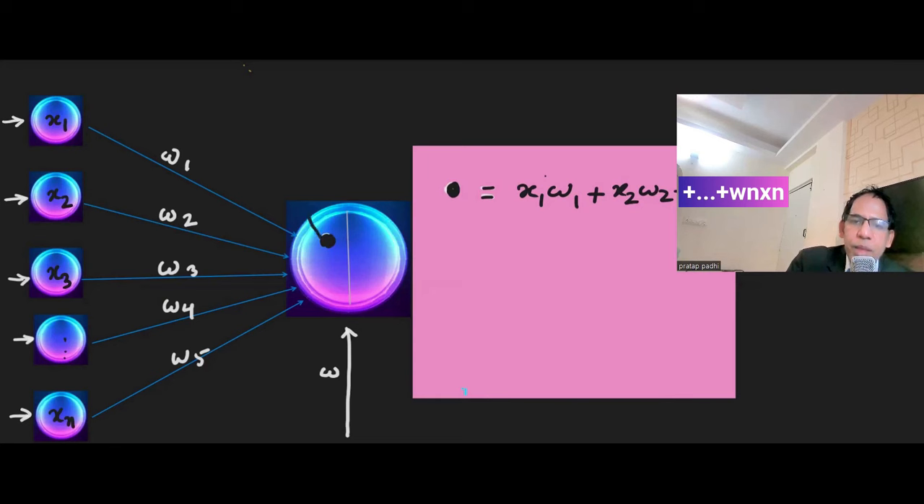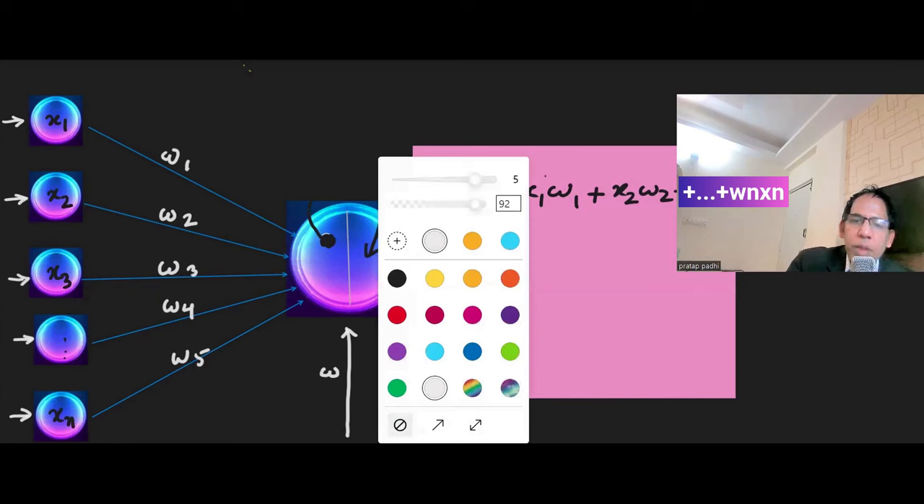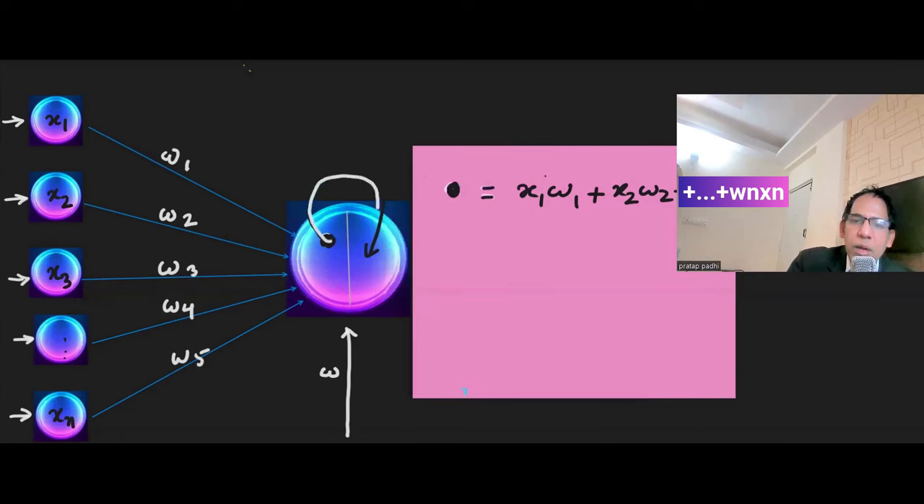Then from here it will come here. From here, when you come here, the activation function is applied. Now the activation function is a Heaviside function, a step function. You can understand this one; I will explain it below. This is a step function, okay? Or you can say Heaviside function.